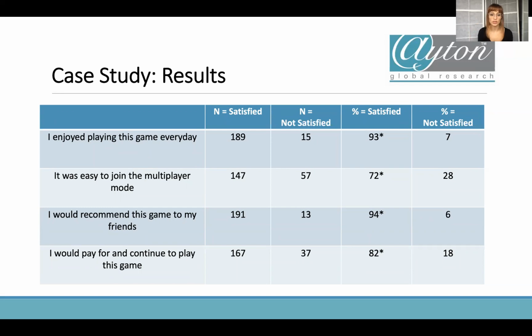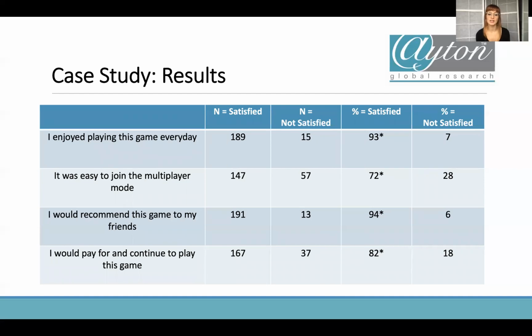So it was easy to join the multiplayer mode. A majority of people did find this, but as you can see, it's not as high scoring as the others, which gives a suggestion that some people did find difficulty. What is up to the developer to look at then is to say, okay, what is the expectancy? I don't really know, I don't develop apps, but is that a normal expectancy for people to be able to join at the normal time? Do we need to make any improvements? Is there anything we need to do before we launch this app?